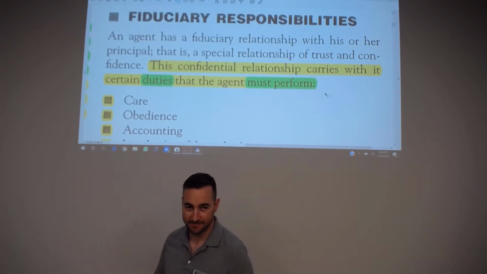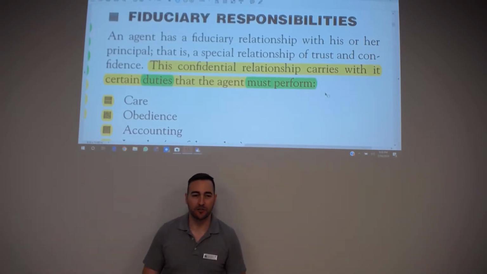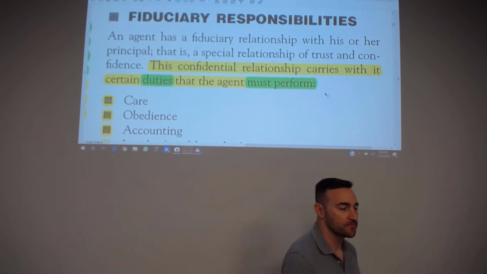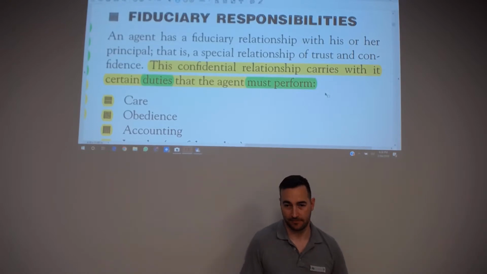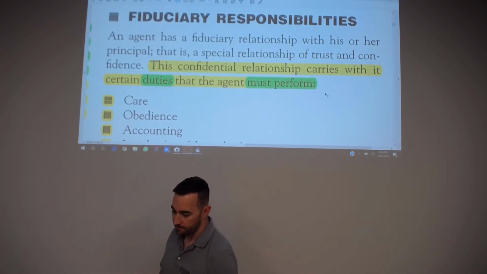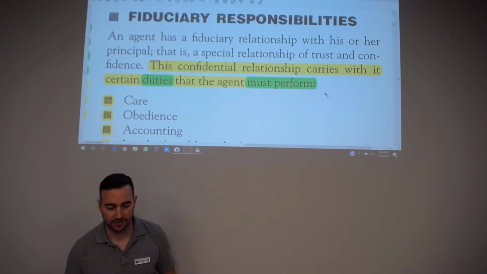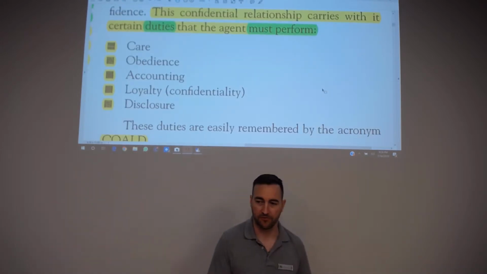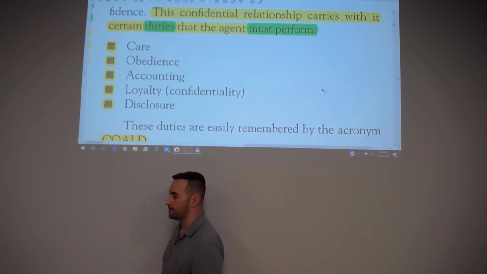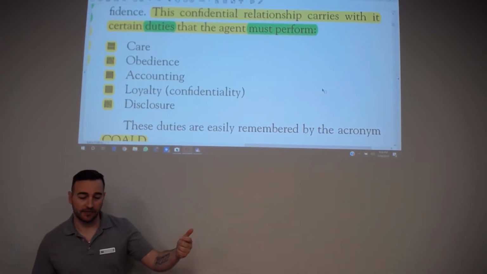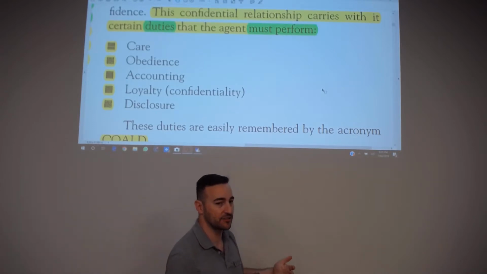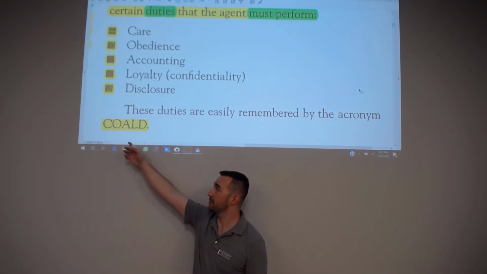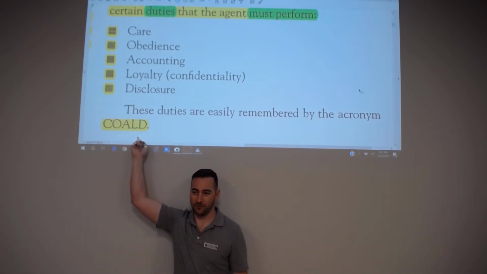It's good? Yeah? Good. So, fiduciary responsibilities. What did I tell you fiduciary meant? Fiduciary relationship before we go forward? Trust and confidence. Cool. So, this confidential relationship carries with it certain duties that the agent must perform. Underline duties, underline must perform. And the first one is care. Then we have obedience, accounting, loyalty, and disclosure. The acronym is COLD. So when you represent somebody else, you got to have a COLD.